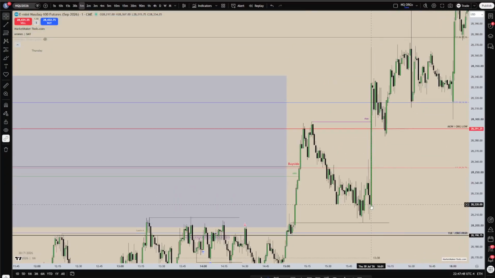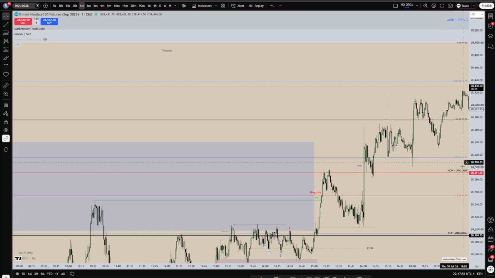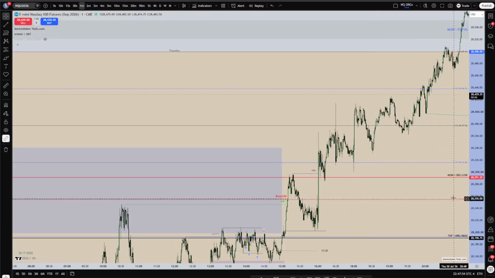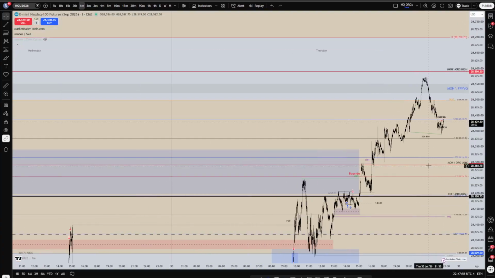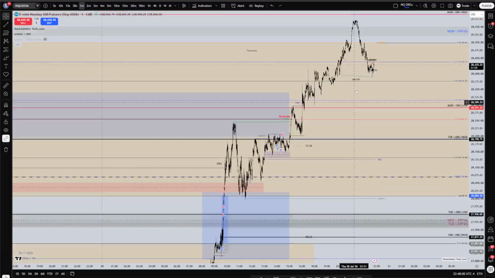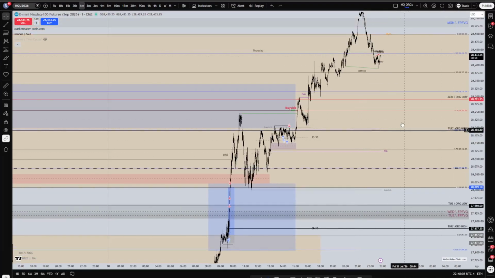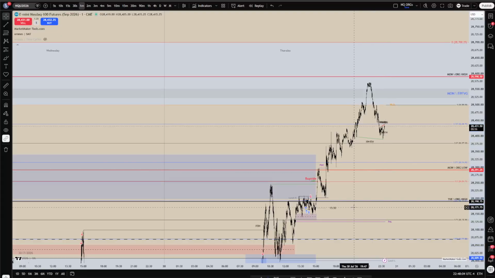Something happened at 4 p.m. and it ended up delivering again. We closed above the 0.5 of the range of the fair value gap, and I expect that it would be a bullish day again tomorrow, or maybe just hang around in this range. So we'll see how it goes tomorrow.